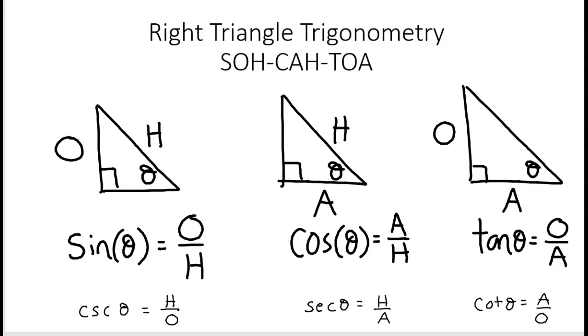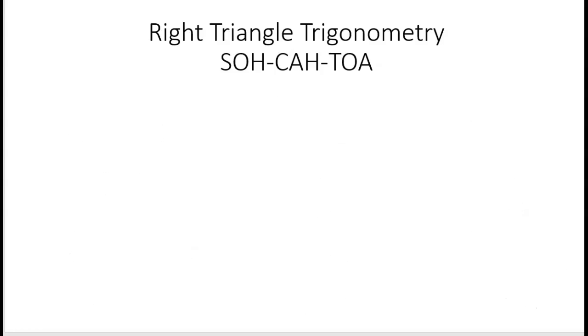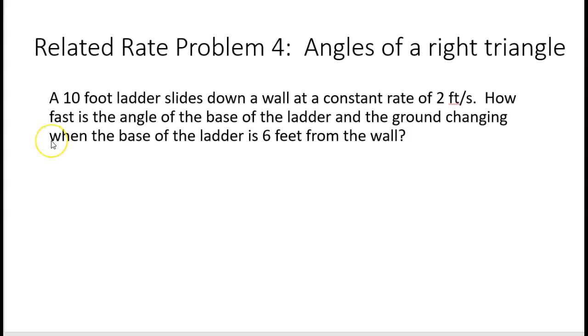All right, so that's a little review from trigonometry or basic geometry that will come in handy for our next question. And we're going to be using those anytime we're dealing with a situation where it's asking about something pertaining to the angles of a right triangle. So let's take a look at an example that is like that. A 10-foot ladder is sliding down a wall, that sounds familiar, at a constant rate of 2 feet per second. How fast is the angle of the base of the ladder and the ground changing when the base of the ladder is 6 feet away from the wall?